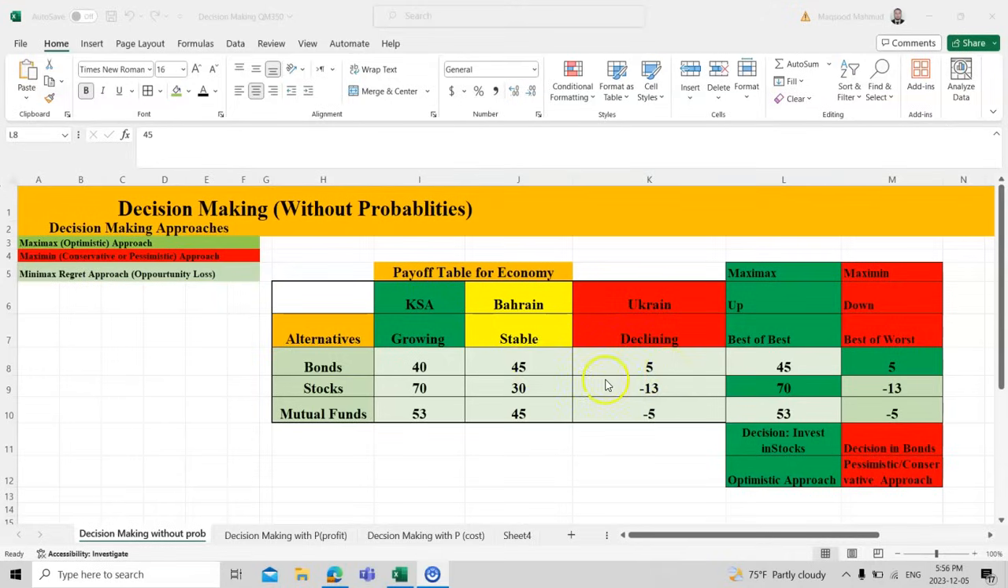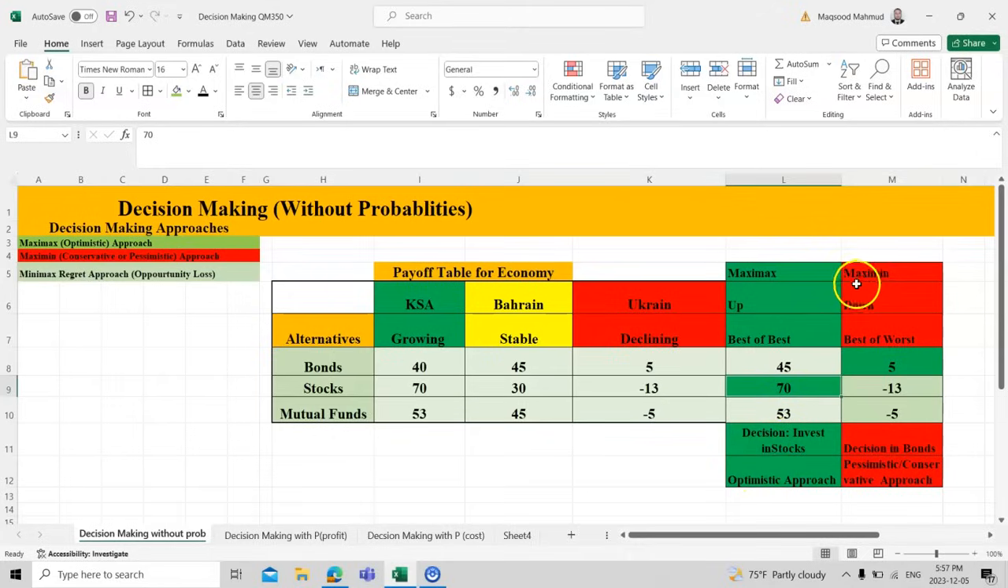the highest profit is for Bahrain, so we choose 45 here. In stocks, the highest out of these three is Saudi Arabia, which is 70. And in the mutual fund, the highest profit we can get is 53. Among these highest values, the highest one is in the stock, which is 70. So our decision will be to invest in the stocks. This is our final decision, and this approach is called the optimistic approach.